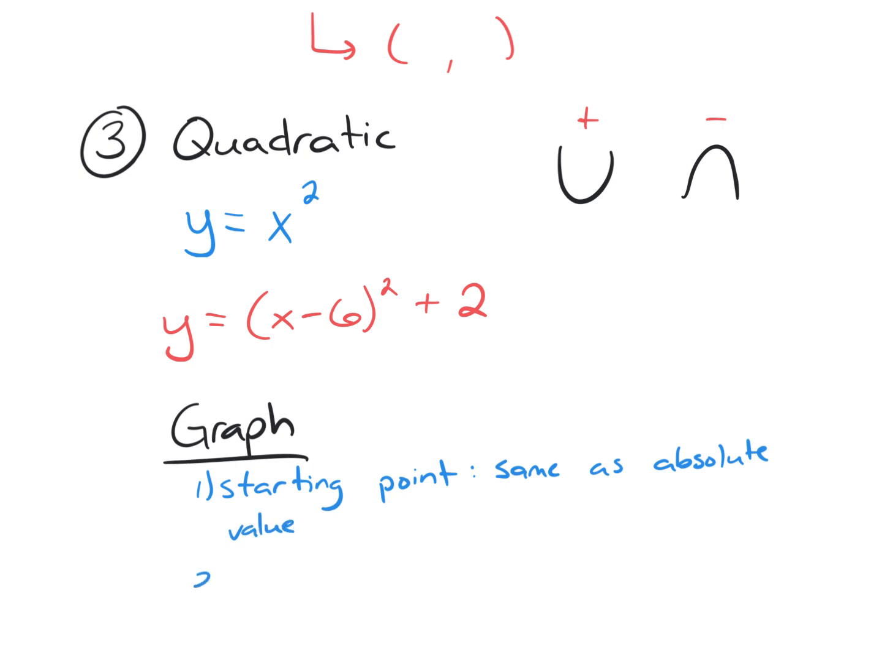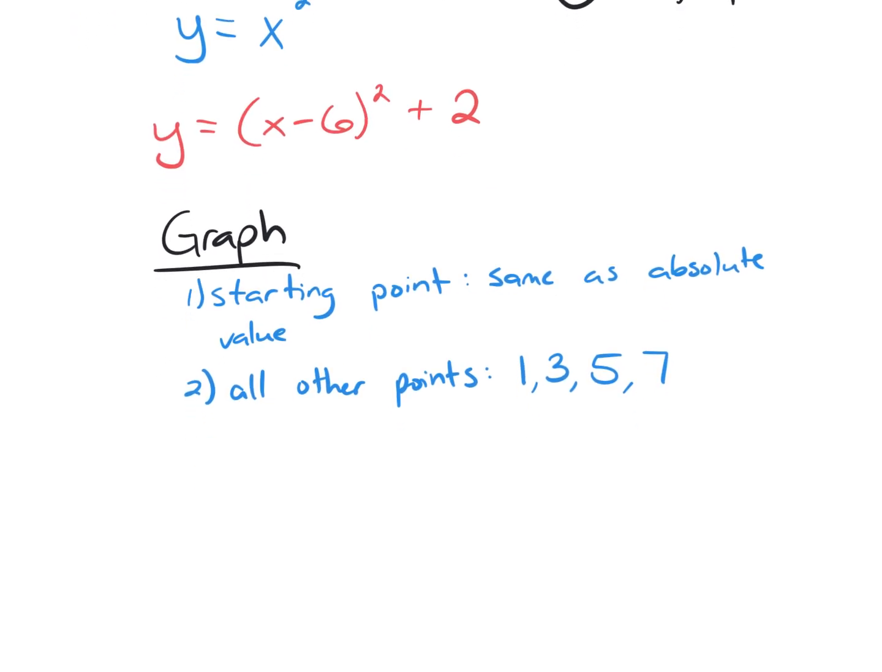Okay, but to get our other points, are we just going up 1 over 1? How do we get all of our other points? Up 1 over 1. It's our step pattern, right? So all other points is our step pattern, which is what? 1, 3, 5, and 7.